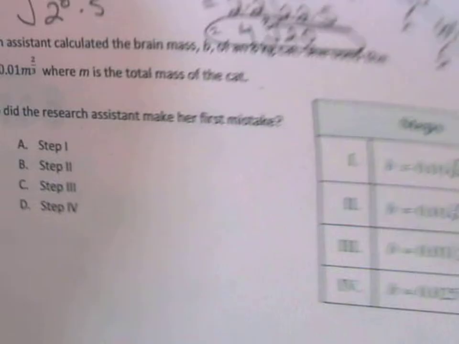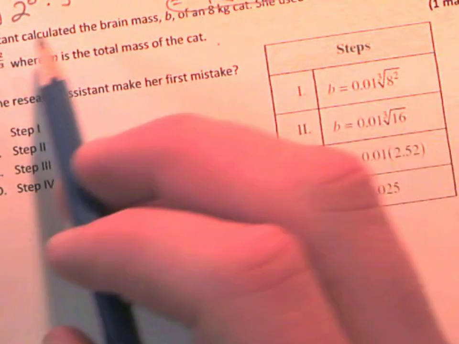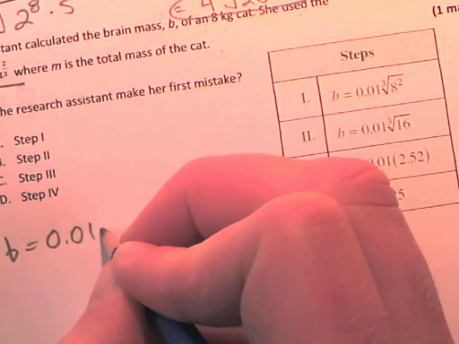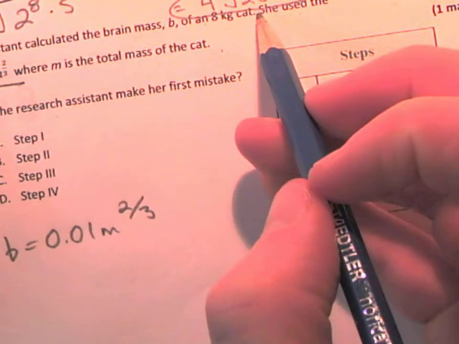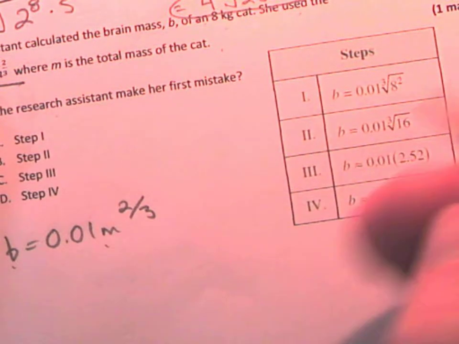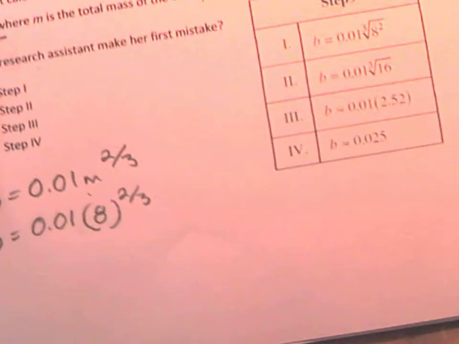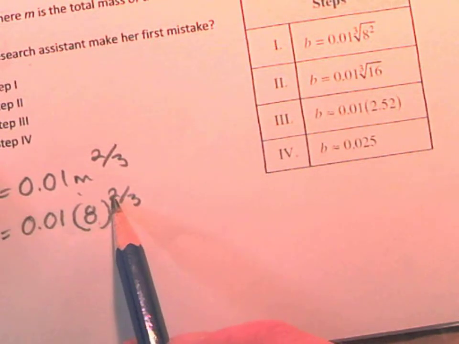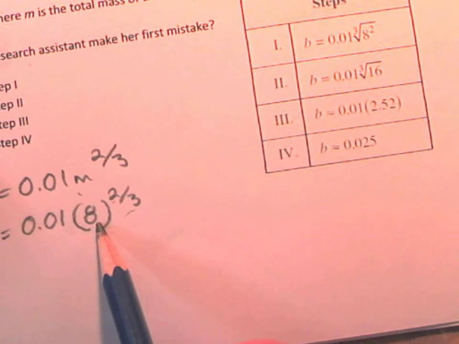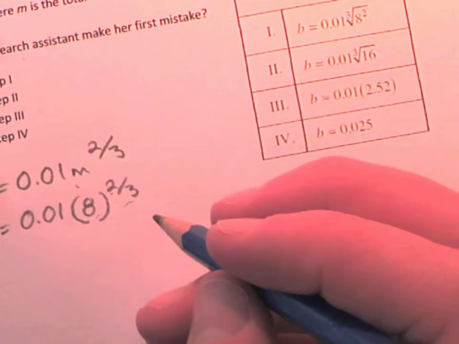Alright, very last question. A research assistant calculates the brain mass. So you have an 8 kilogram cat. She uses this formula. So there's a formula, so you're going to have to use it. B equals 0.01 m to the 2 over 3. And she wants to find the brain mass for an 8 kilogram cat. So we can go B equals 0.01 times 8 to the 2/3. And then I know I can cube this 8, and that'll be 8 times 8 times 8. It's 512, and take the square root of that.